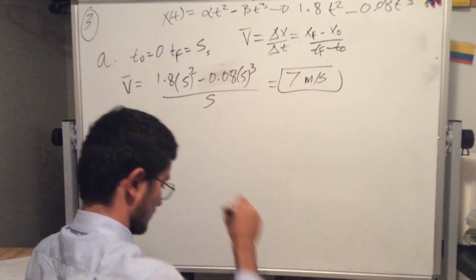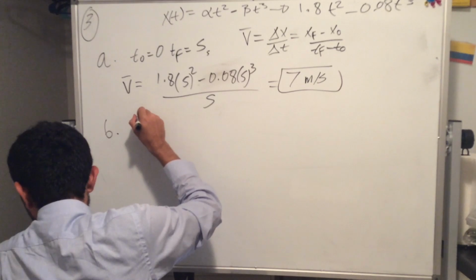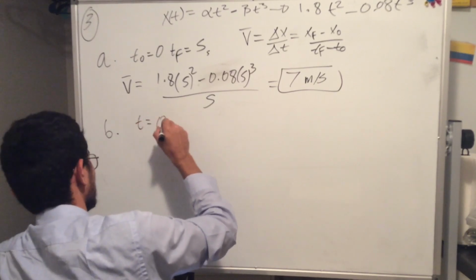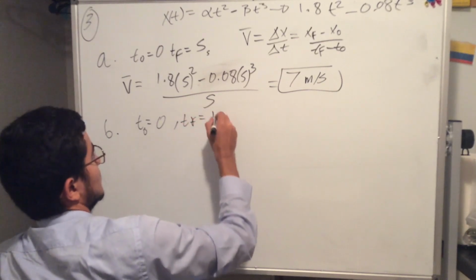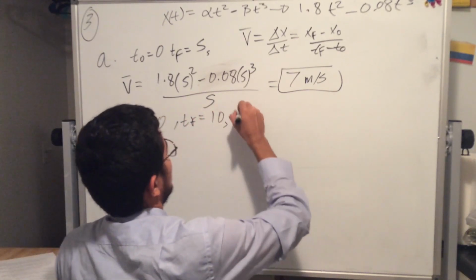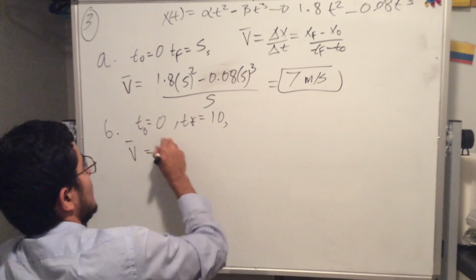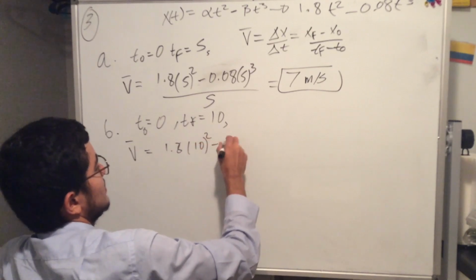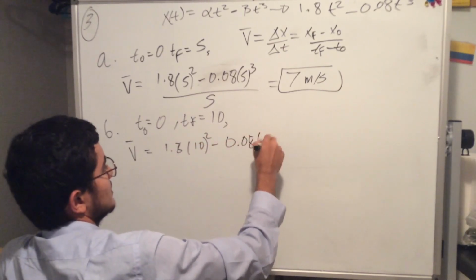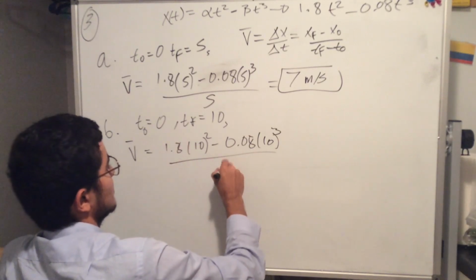For part B, we're going to get the time interval from t equals 0, so t0 is 0, and t final is 10 seconds. So we can do the same process again. The average velocity is going to be 1.8 times 10 squared minus 0.08 times 10 cubed, all of that divided by the change in time, which is 10.